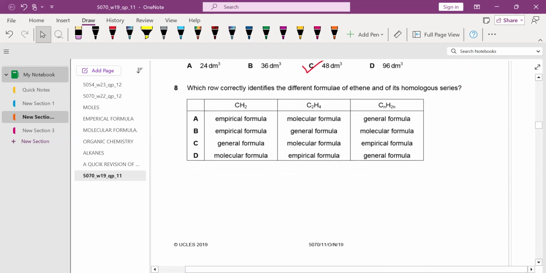Which row correctly identifies the different formulae of ethene and its homologous series? So ethene is an alkene. CH2 is the empirical formula of an alkene, and C2H4 is a molecular formula. However, CnH2n is the general formula of alkenes. So option A is correct for question number 8.